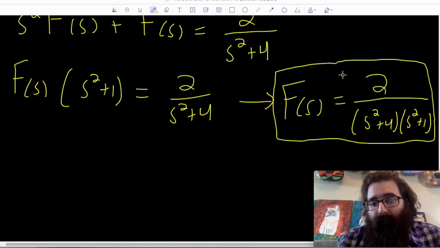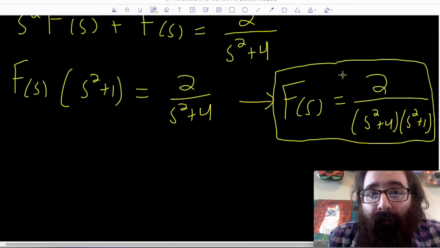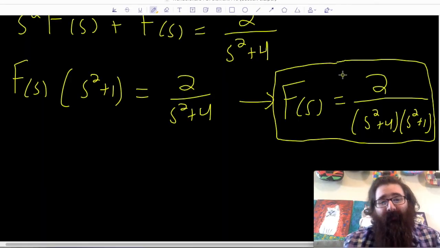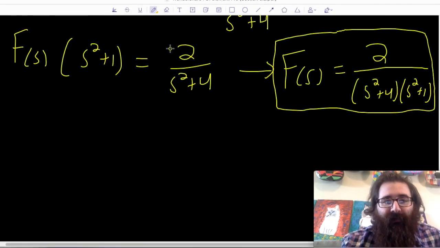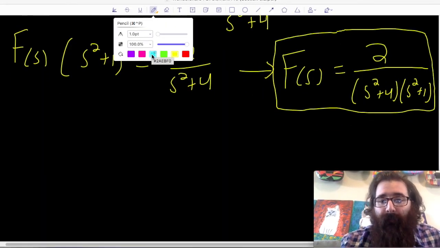Now, I'm going to lean in real close. I want you to know partial fraction decomposition. So we got another partial fraction decomposition to consider. Let's switch to the baby blue.